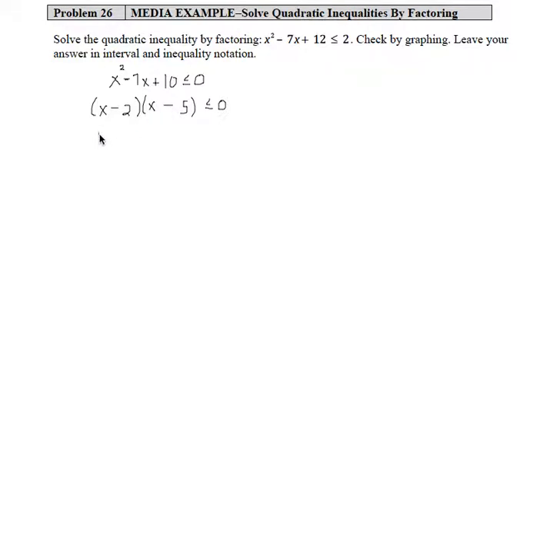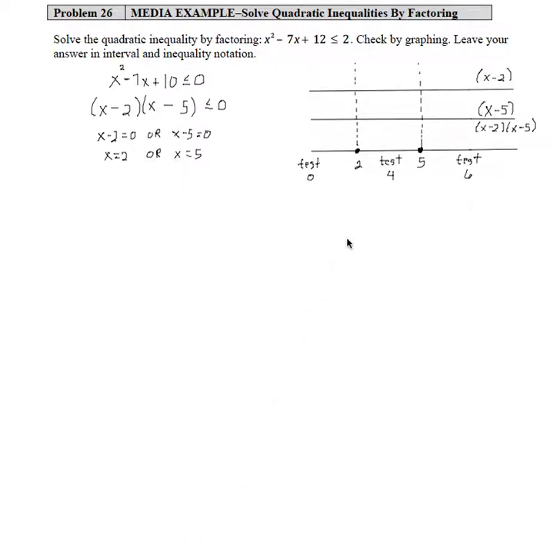Now what we're going to do is take each of our linear factors and set them equal to 0. So x minus 2 equals 0, or x minus 5 equals 0. That means x equals 2 or x equals 5. If we were only solving an equation, we'd be done. We'd have our answers. We're solving an inequality, so what we need to do next is to create what's called a sign chart.